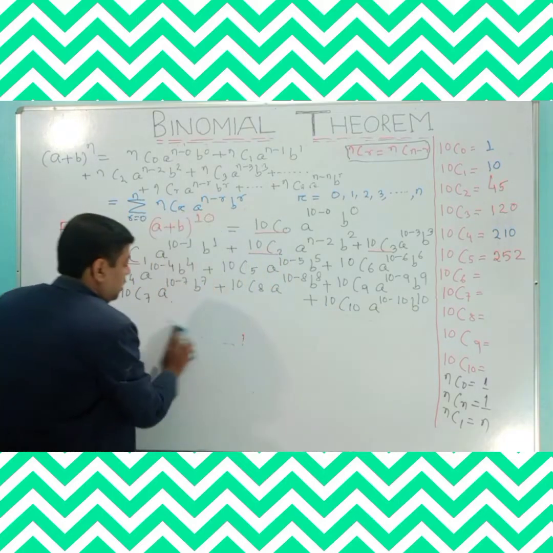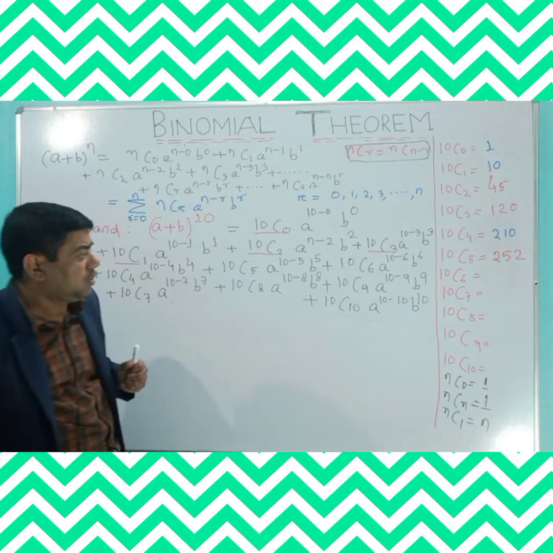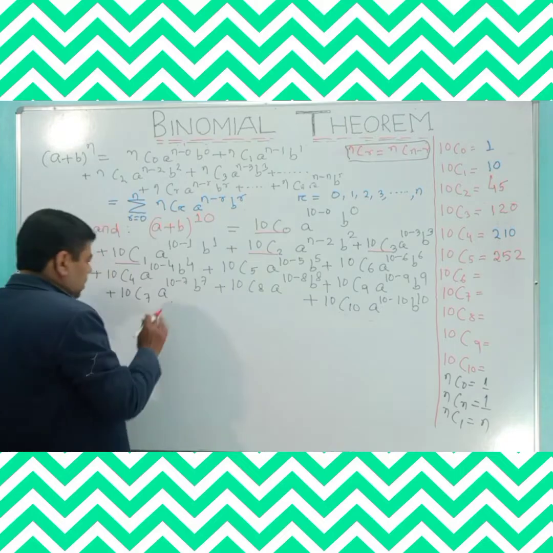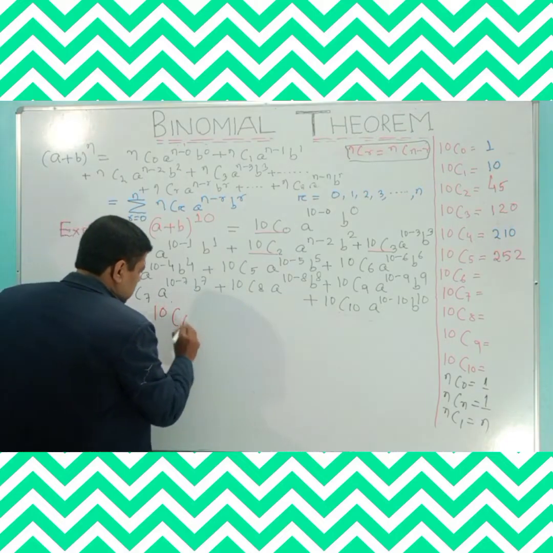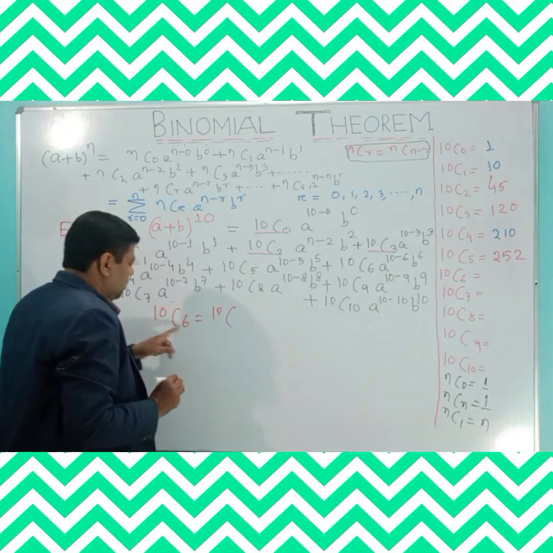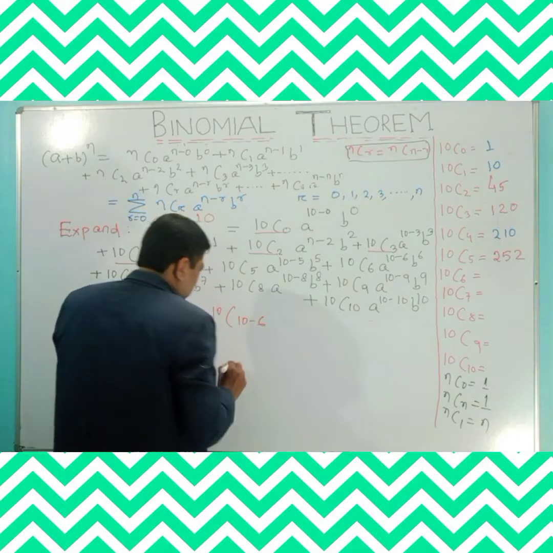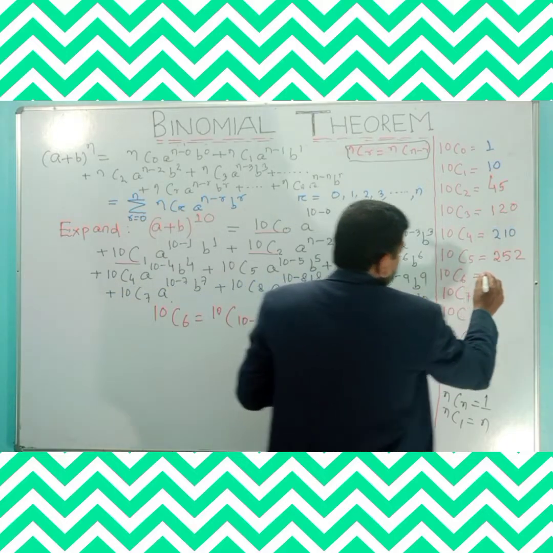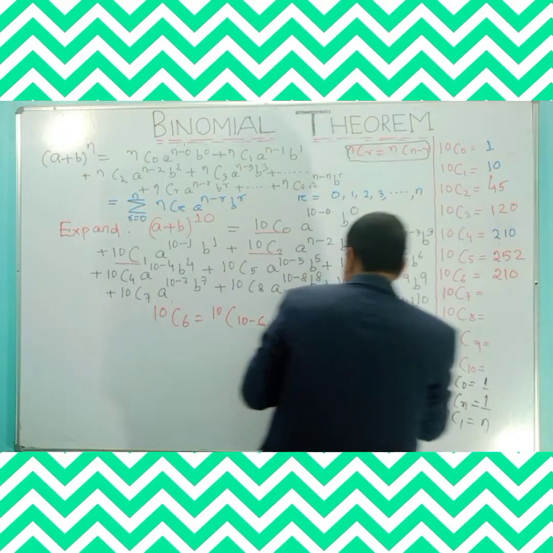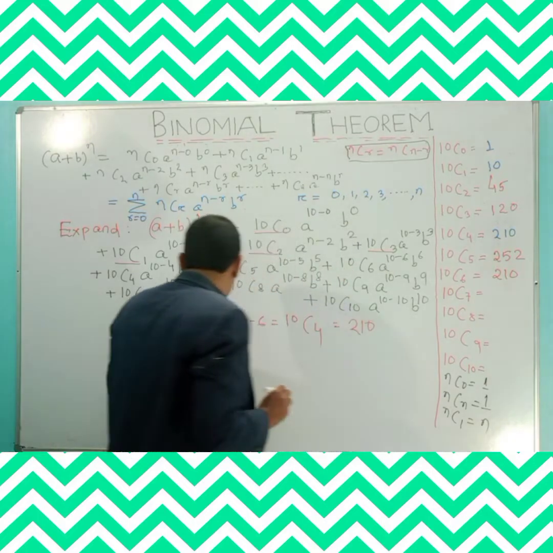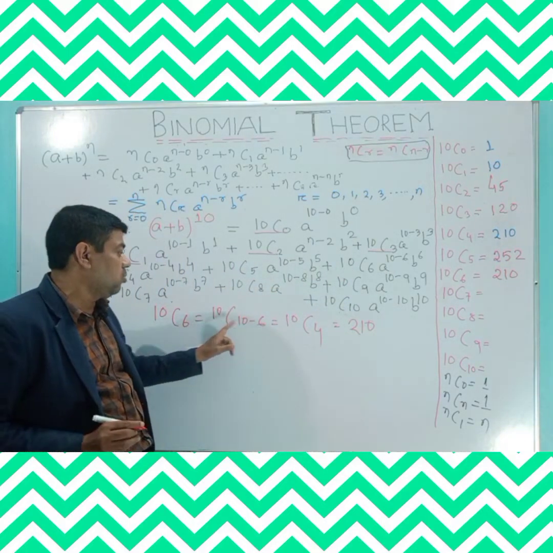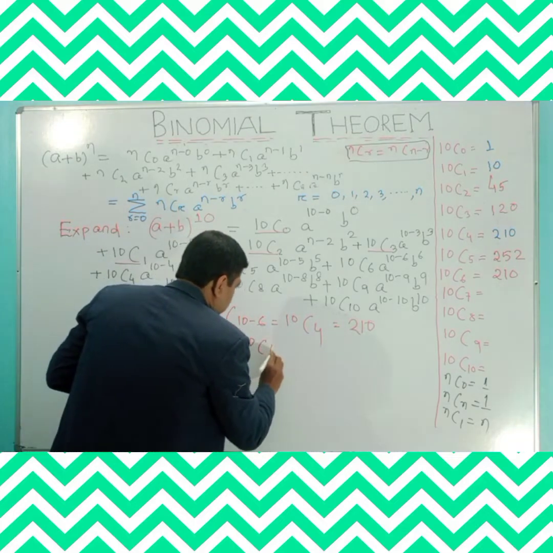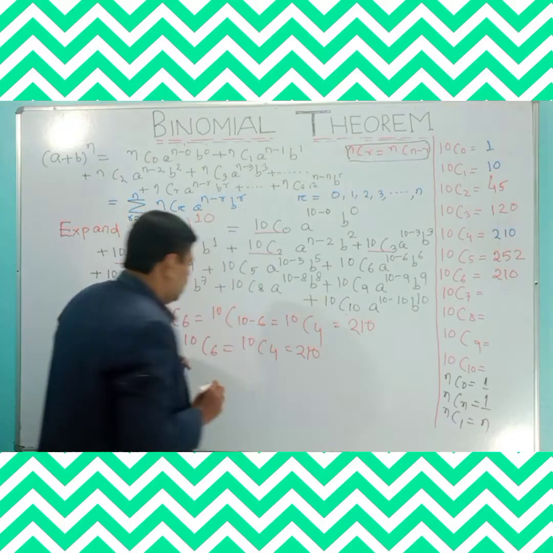We got the 10C6 value. 10C6 means 10C(10 minus 6), which is 10C4, and 10C4 is 210. Write down 210. Once again I am repeating: 10C6 is equal to 10C4, which is 210. Understand?